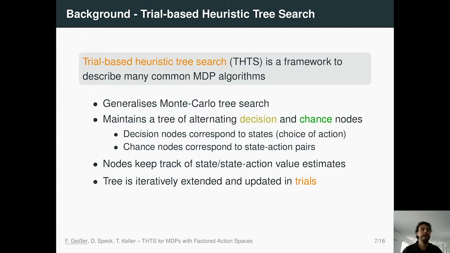There are many different algorithms, and in our paper we focus on algorithms described in the trial-based heuristic tree search framework, or in short THTS, a framework to describe many common MDP algorithms, and it is a generalization of Monte Carlo tree search. As usual, we maintain a tree of alternating decision and chance nodes. Here the decision nodes correspond to states or choices of actions we can take, and the chance nodes correspond to state-action pairs or the outbranches of probabilistic outcomes. The nodes in this tree keep track of state and state-action value estimates, so the root node always tracks the current estimate of the initial state. And this tree is iteratively extended and updated in so-called trials.